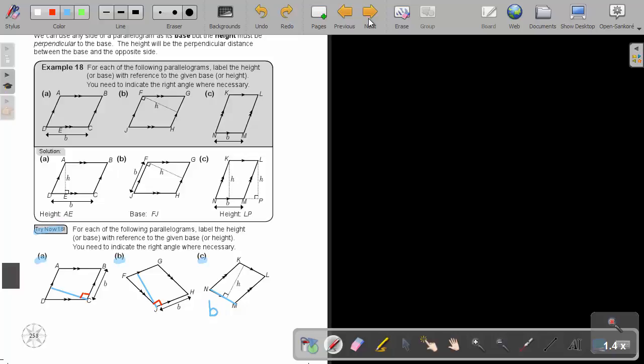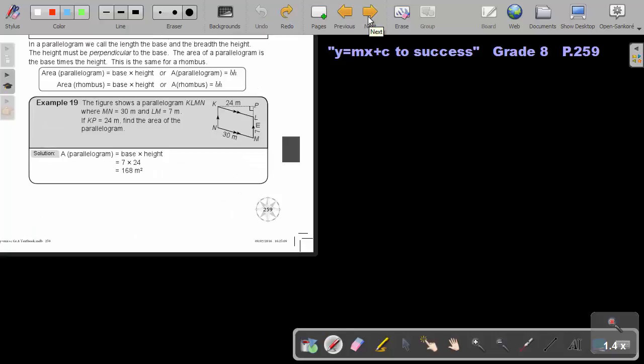Okay, let's go on. In a parallelogram, we call the length the base and the breadth the height. The height must be perpendicular to the base. The area of a parallelogram is the base times the height. This is the same for a rhombus. So the area of the parallelogram is base times height.